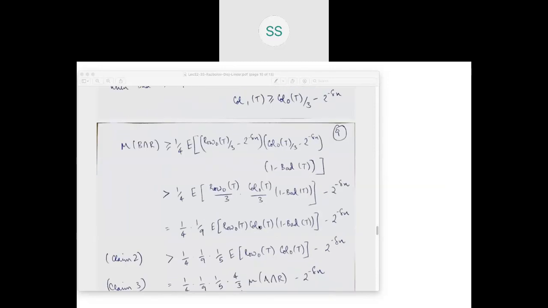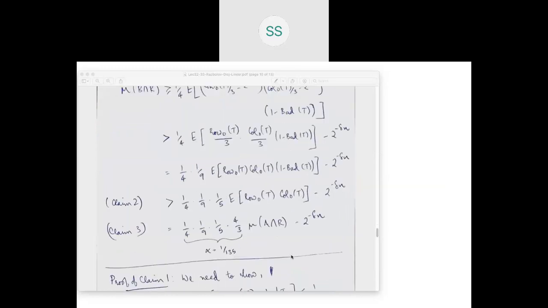And now I can bring out the 1/9. Row 0 t column 0 t times 1 minus bad t is at least 1/5 times the expectation of row 0 t column 0 t by claim 2. And this is equal to 4/3 times the measure of A intersection R by claim 3. And this is the constant alpha, which is 1 by 135. And thus we get the statement of lemma 1.